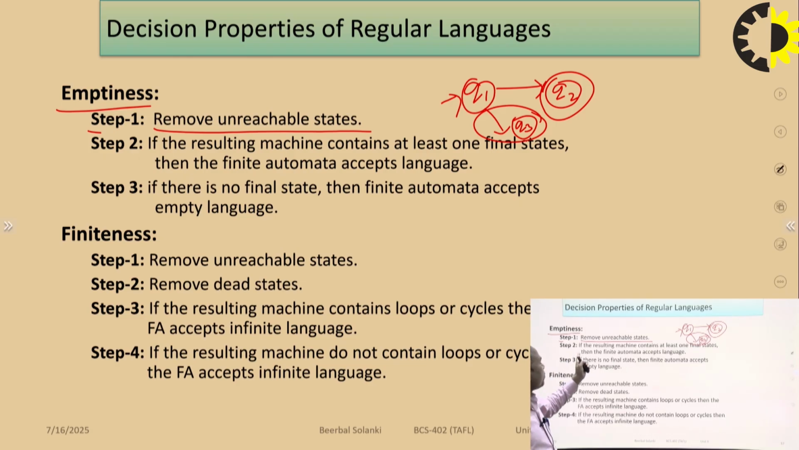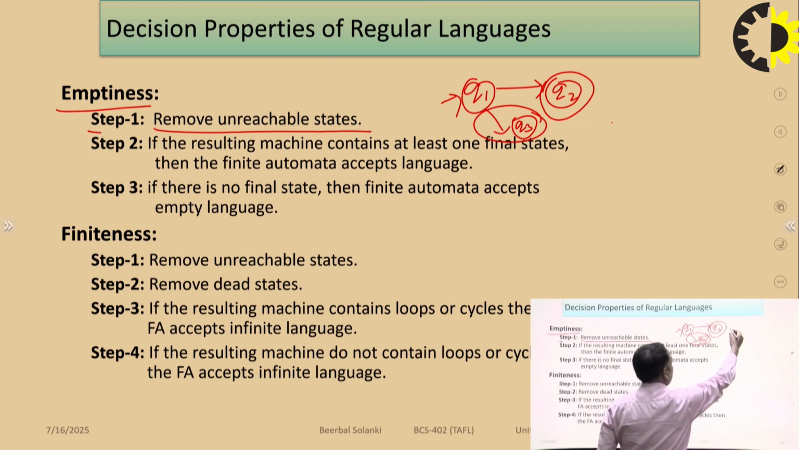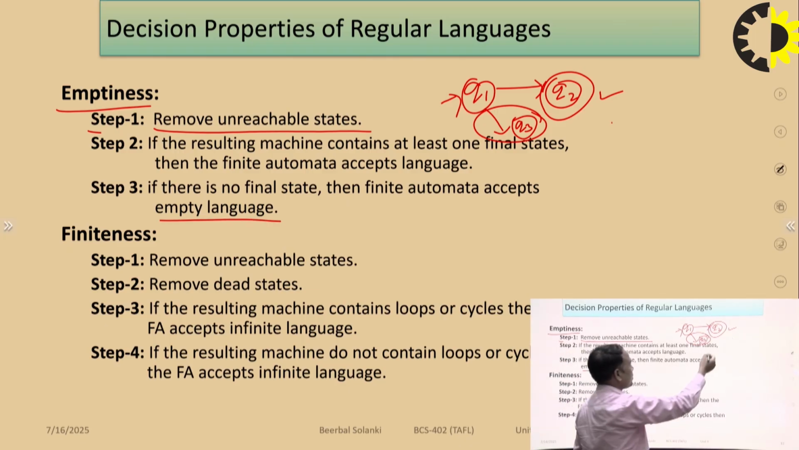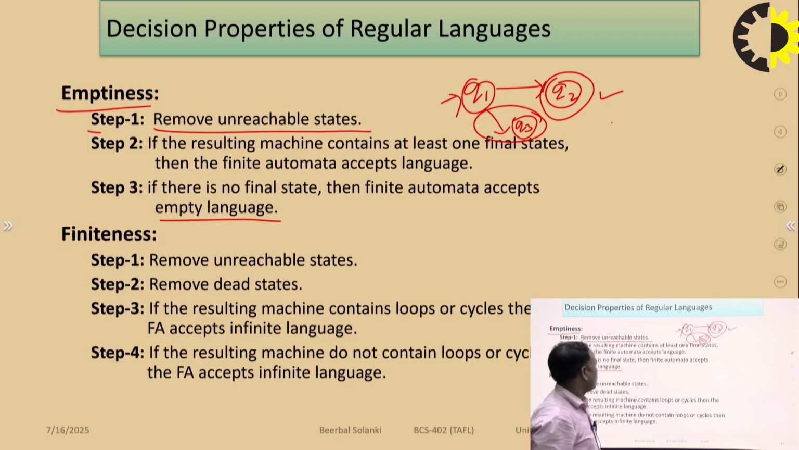इसमें कम से कम हमारे पास क्या होना चाहिए, एक फाइनल स्टेट. तो अपने पास क्या है, एक फाइनल स्टेट है. मान लीजिए ये अपने पास Q2 फाइनल स्टेट है. Step 3, if there is no final state, then the finite automata accepts the empty language. अब इसमें यदि कोई फाइनल स्टेट नहीं होती, suppose Q2 is not present here, so it accepts the empty language. So this is the property of emptiness.